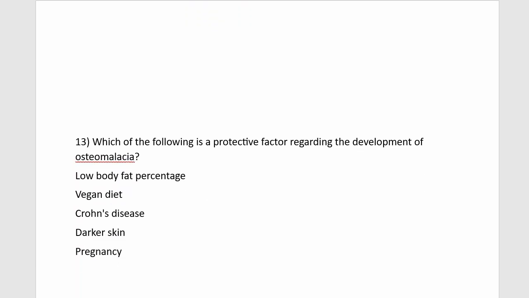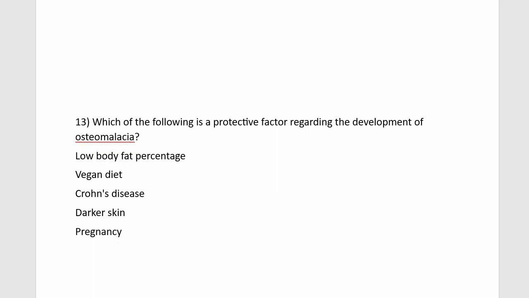Okay, so question 13. Which of the following is a protective factor regarding the development of osteomalacia? Is it low body fat percentage, vegan diet, Crohn's disease, darker skin, or pregnancy?